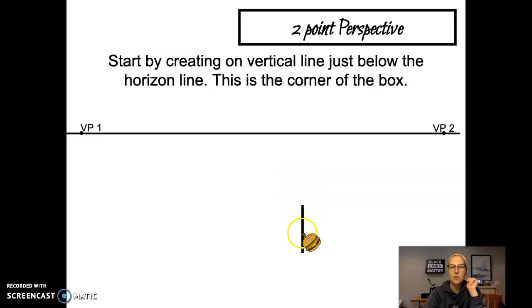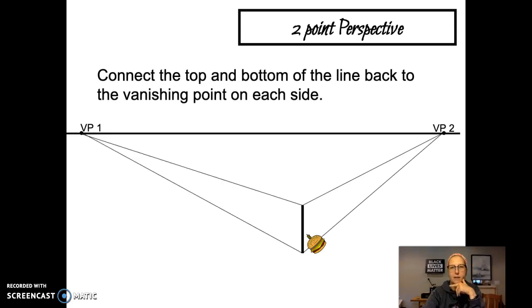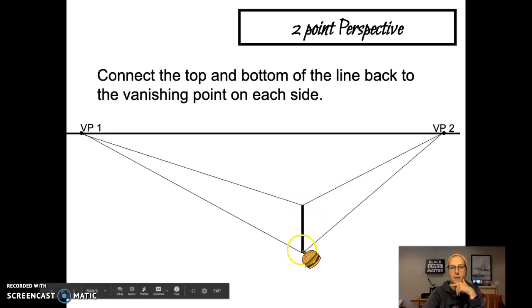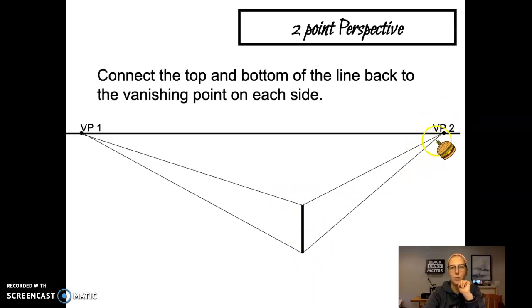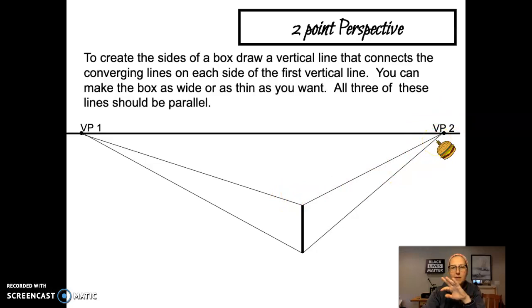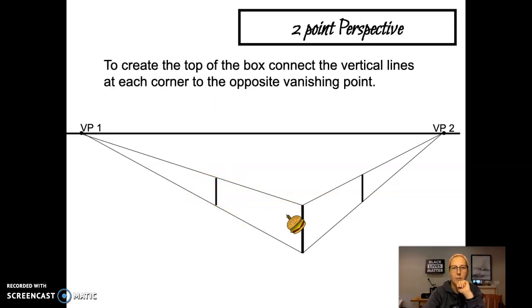And then your next step is to create a vertical line somewhere to indicate the corner of the object you're about to draw. And then you connect the top and the bottom of that vertical line back to both vanishing points. And then you establish the sides. So you create another vertical line and you decide how wide you want the side of the building to be. So you put that second vertical in and the third vertical in, and that creates the other side. And then you create the top.